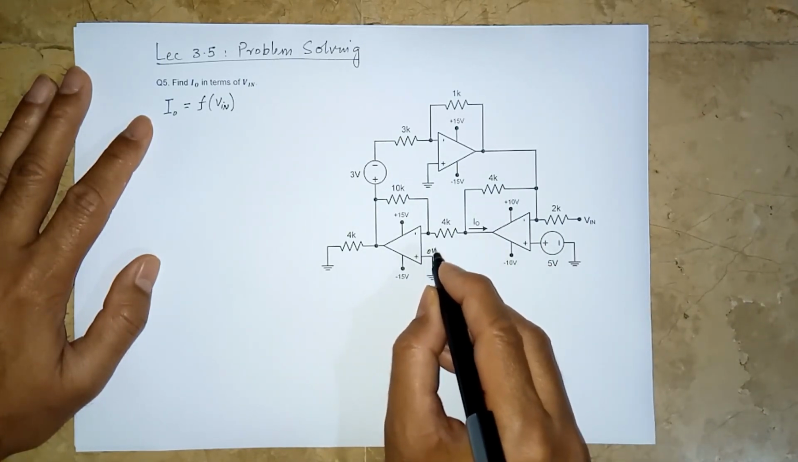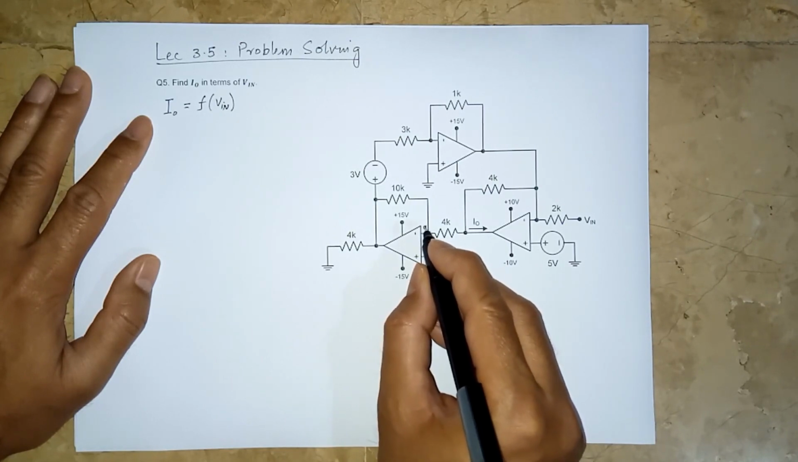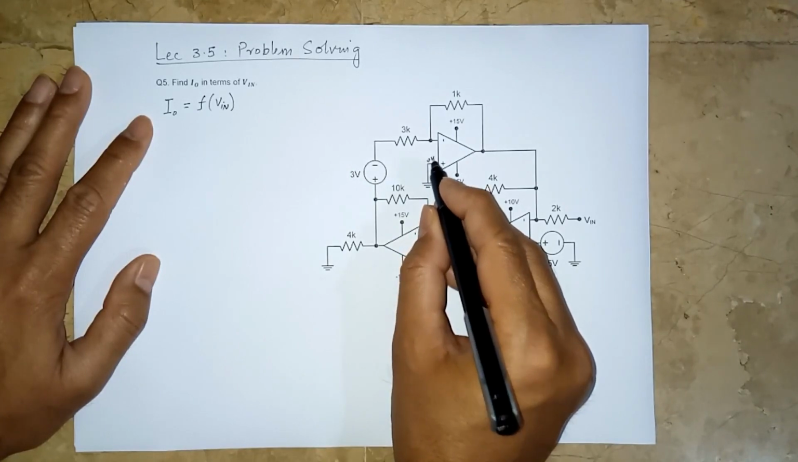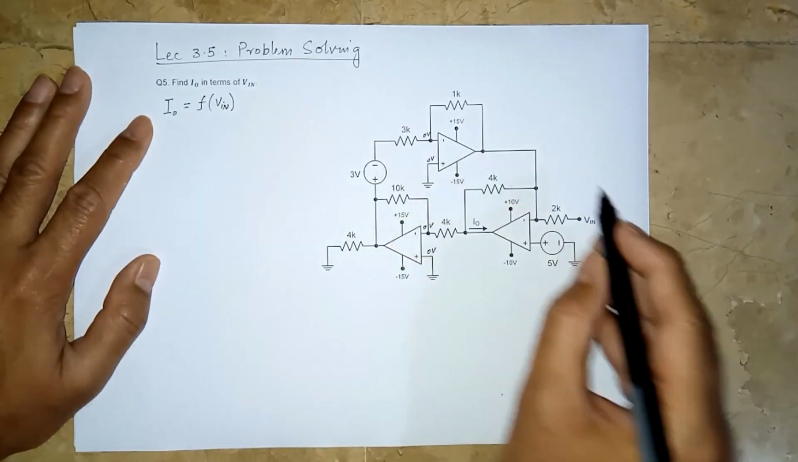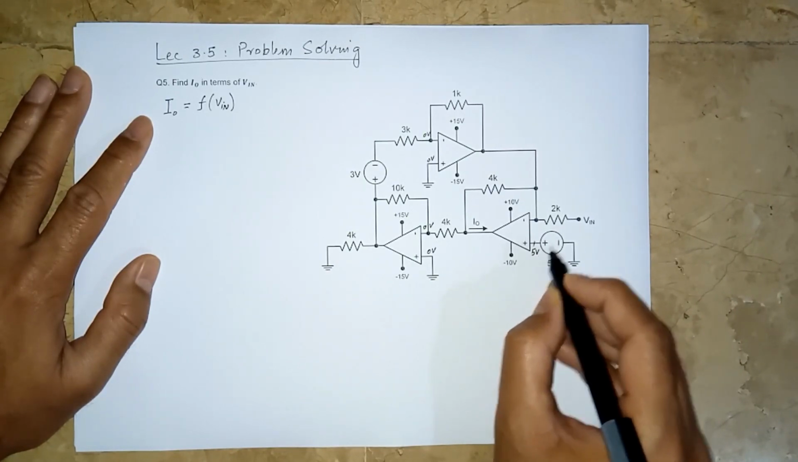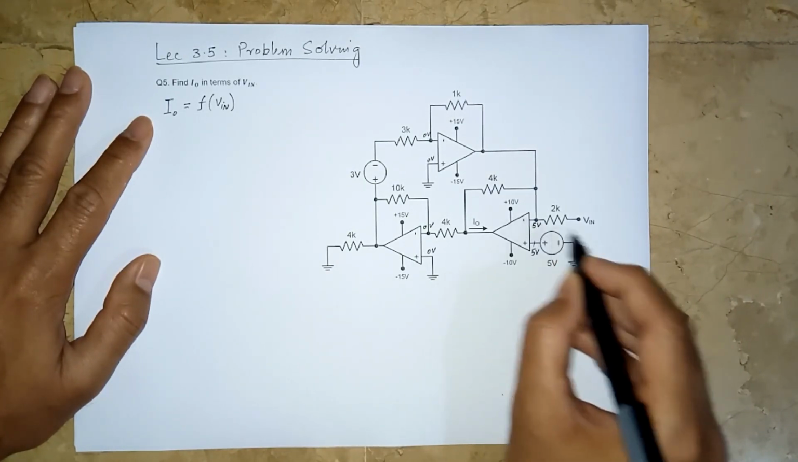We know this is at 0 volt. So we have this at 0 volts. We know this is at 0 volts, and we know this should be at 0 volt. This is 0 and this is 5 volts. Op-amp characteristic says this must be at 5 volts.